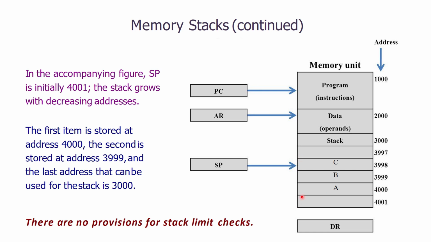In this figure, my stack grows from 4001 to 3000, and my first element is saved at location 4000, then 3999, then 3998, then 3997, and so on up to 3000. In this case, stack limit checks are not available. Now, only one way is there to know that my stack is full or empty.